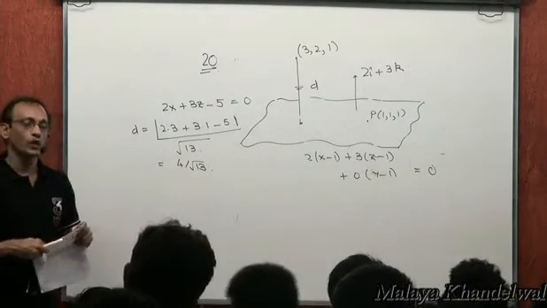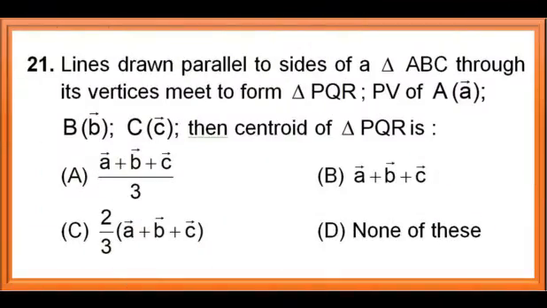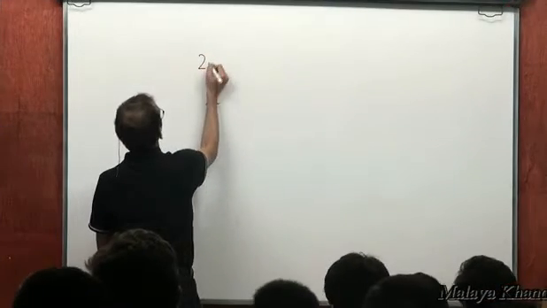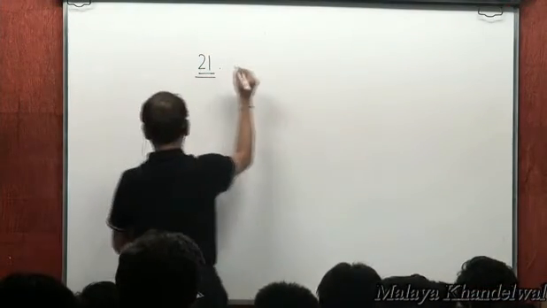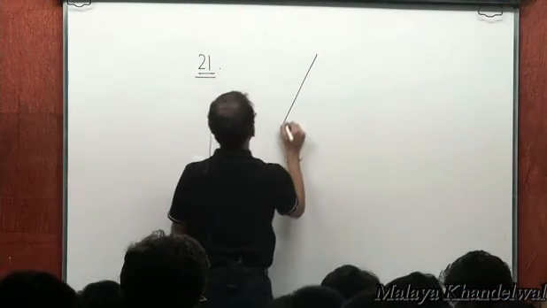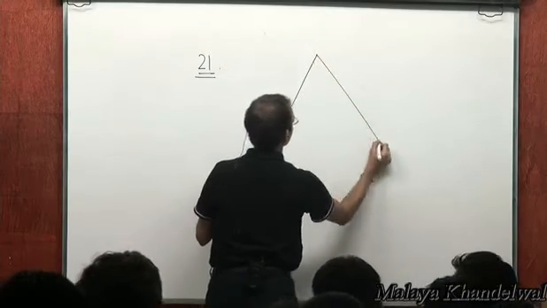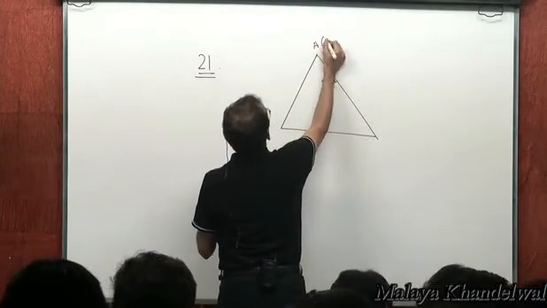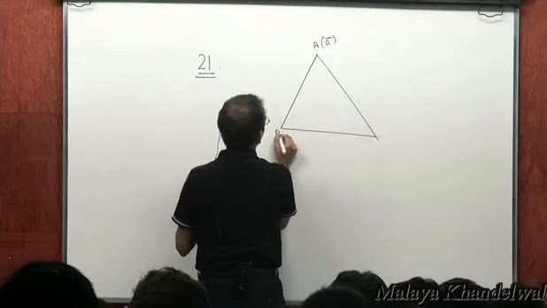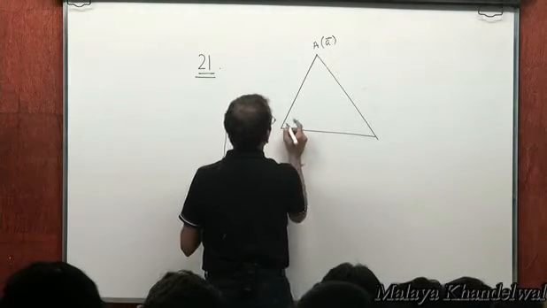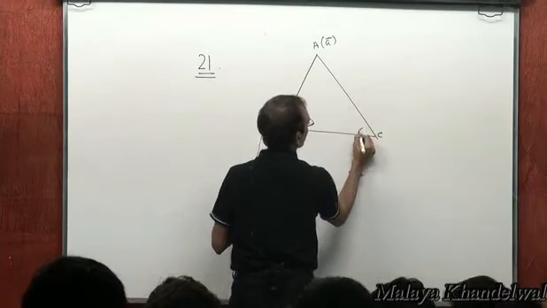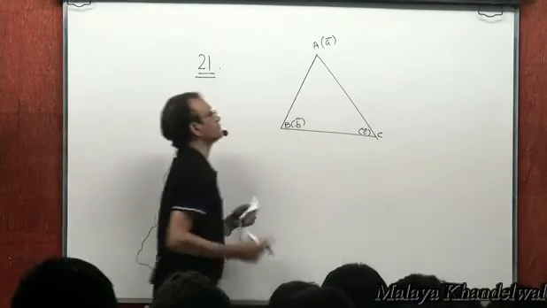Let's look at 21. All right. So in problem 21, triangle ABC with A, B and C having position vectors A, B, C.